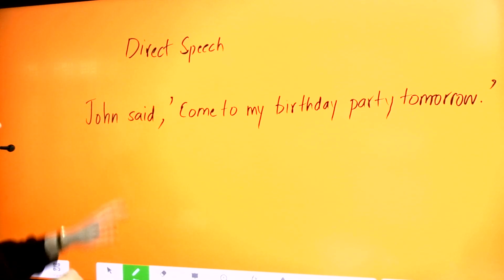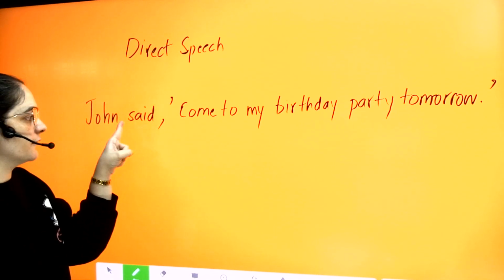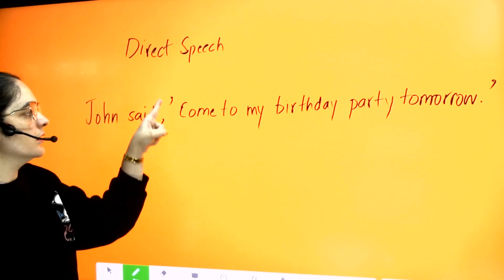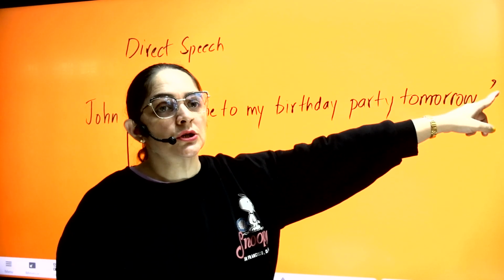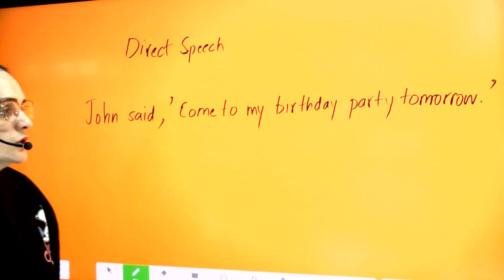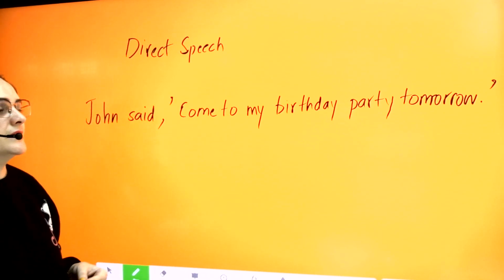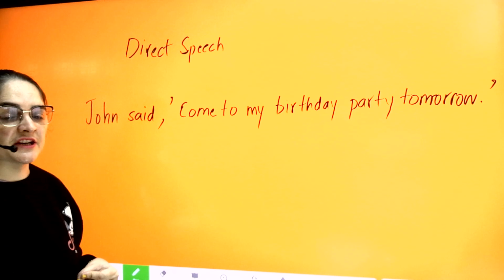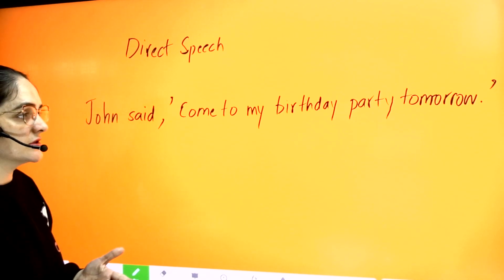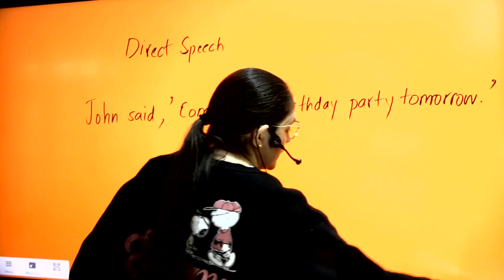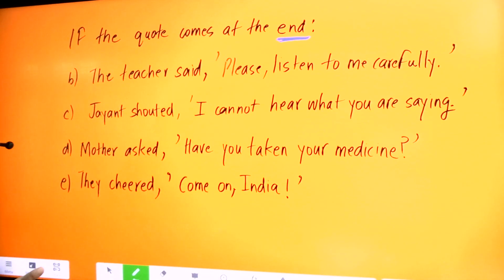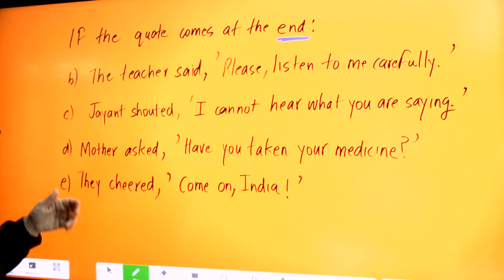So John said, then we put a comma. After the verb of speaking we put a comma, opening quotation mark, the dialogue, final punctuation, closing quotation mark. So direct speech is basically a dialogue, a word-by-word account of what someone said, that I'm trying to forward to someone else. Now there are a few more examples. Let's take a look.